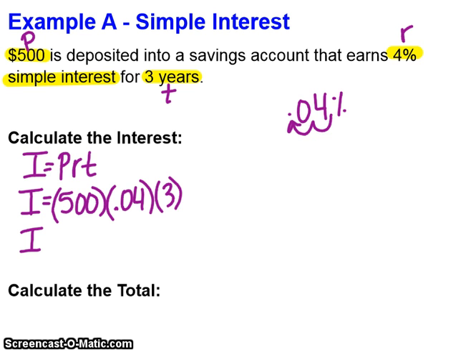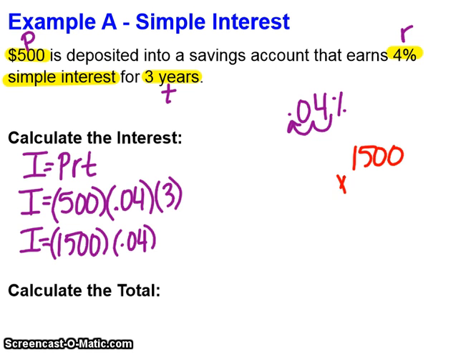Then all I have to do is multiply these. I can easily multiply 500 and 3. 500 times 3 will give me 1,500. And I just have to multiply 1,500 times 0.04. 4 times 0 is 0, 4 times 0 is 0, 4 times 5 is 20, 4 times 1 is 4, and 4 plus 2 is 6.